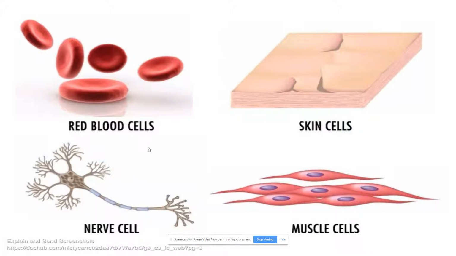Now, we can't see cells with our naked eye because cells are very, very tiny. They are so tiny, in fact, that nobody even knew they existed until they were seen underneath a microscope. And the microscope was only invented about 400 years ago. Microscopes actually magnify cells. They make them big enough for us to see them and for us to study them.